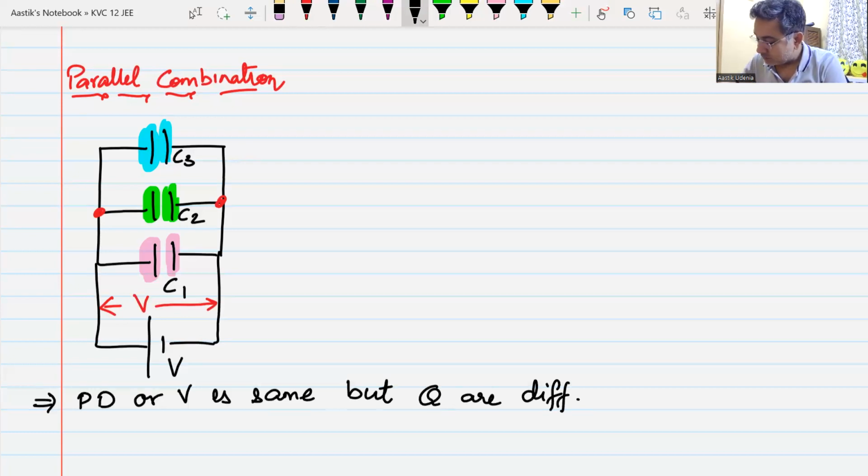If I say plus Q1, if this plate gets plus Q1, this will get minus Q1. If this plate gets plus Q2, this plate will get minus Q2. And if this plate gets plus Q3, the other one will get minus Q3.